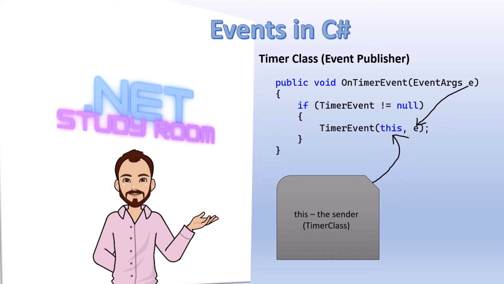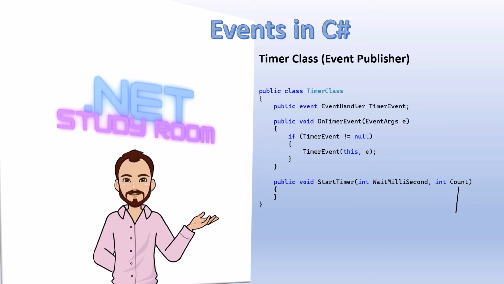When invoking the delegate TimerEvent, we pass two arguments, this and e. This means the sender is the Timer class type object, and e is the EventArgs type. In this way, the subscribers get the information about the sender and any custom data sent when the event is invoked. Now we have an event which can be raised if there are any subscribers.